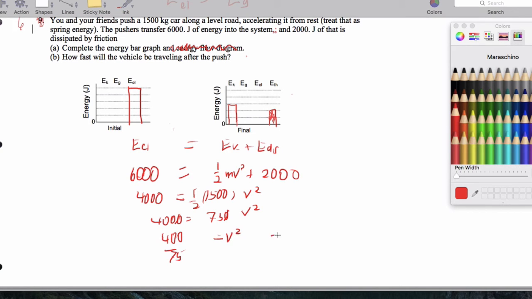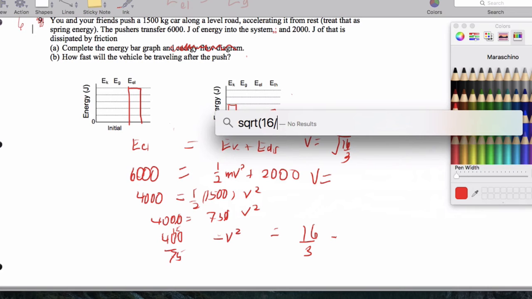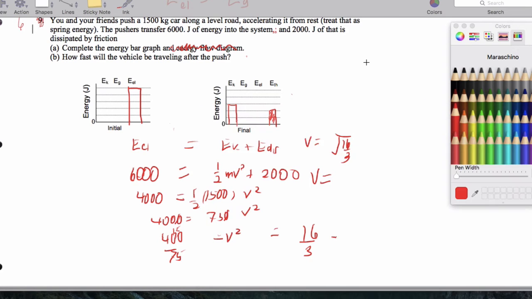I'm going to do a bit of simplification here. So this is me just doing some math. So I'm going to divide by 25. So that's 16 divided by 3. So v is the square root of 16 over 3 when I simplify. When I actually get the v that you care about, it's 2.3 meters per second is what I'm getting for the speed. That's the answer.